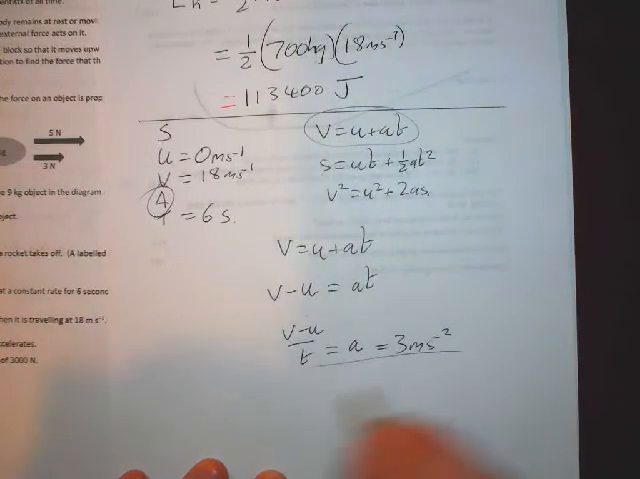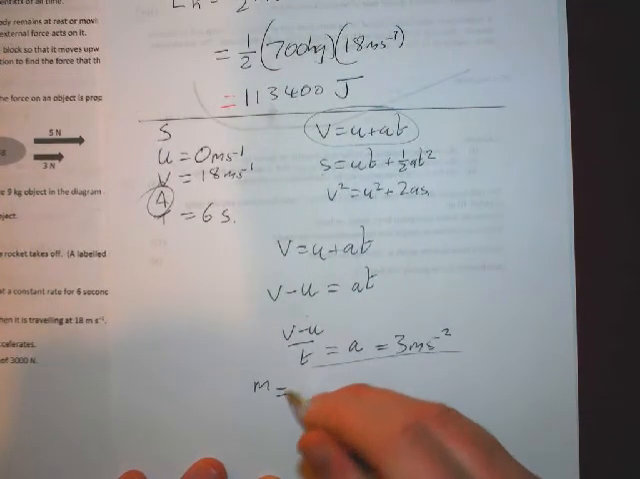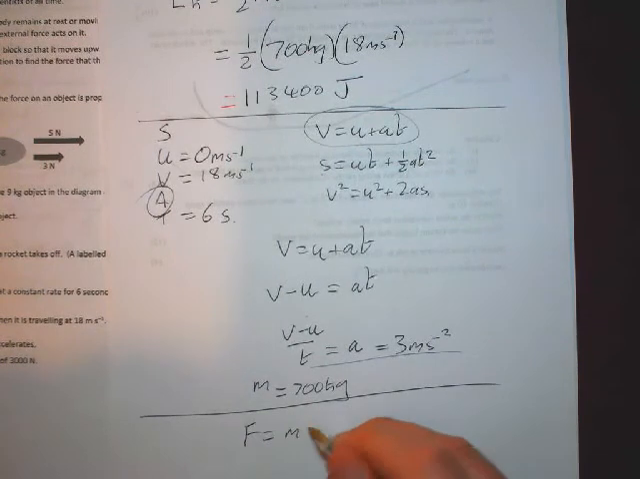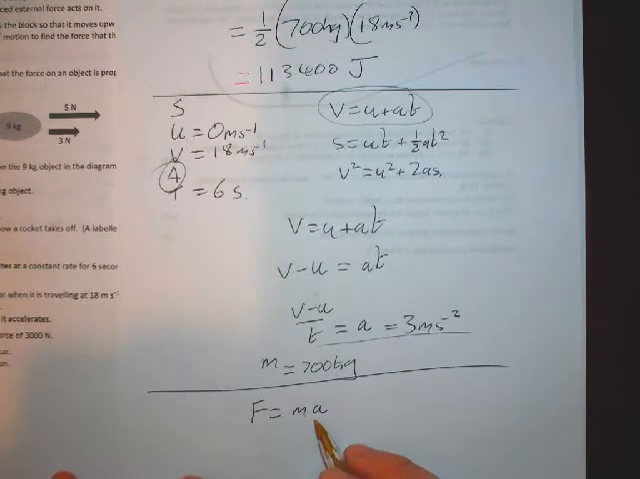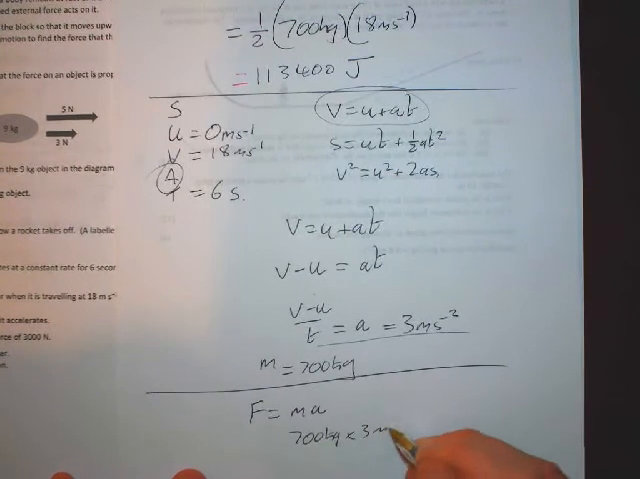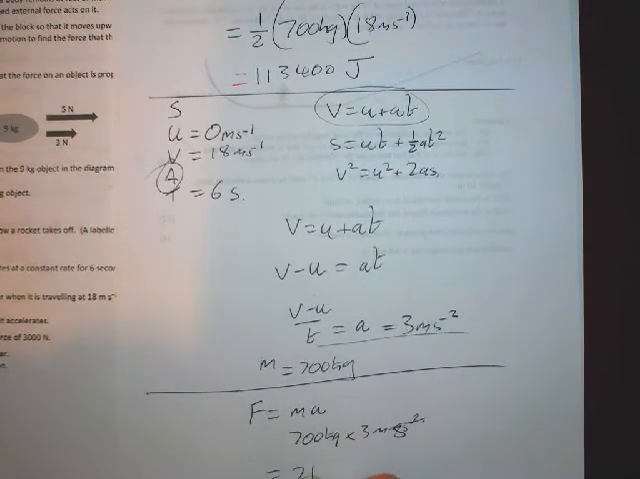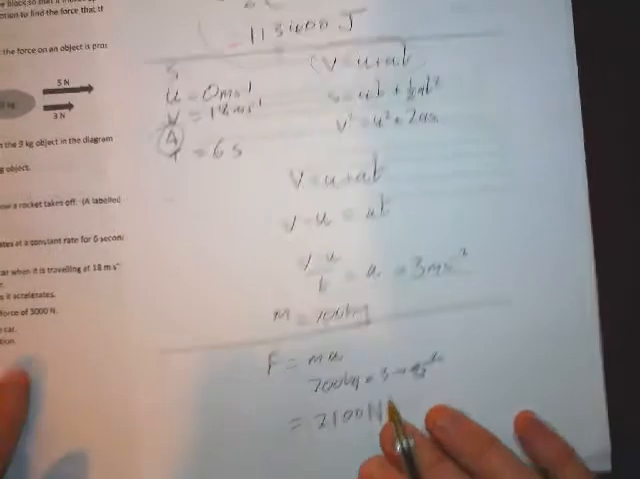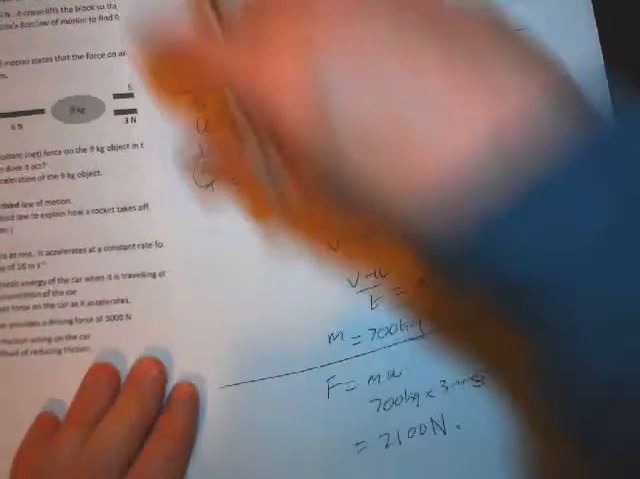Okay, calculate the net force on the car as it accelerates. Well, now that we know the acceleration, we know the mass of the car was 700 kgs. So let's use F equals ma, force equals mass times acceleration, to get the force. So mass of 700 kgs times the acceleration of 3 meters per second squared is equal to 2100. And again, don't forget units, newtons. Okay, we're tearing through this one quite fast. No pun intended.